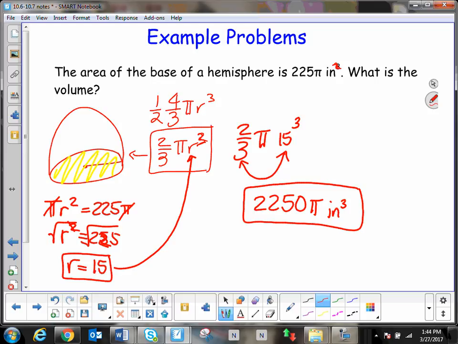So you have to do a little bit of work to solve for the r, and then it was only half of a sphere at the end of it. All right, okay?